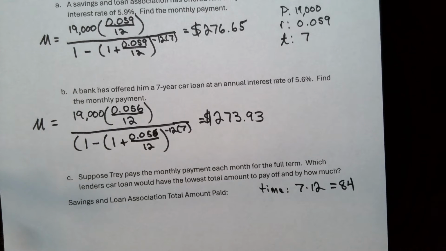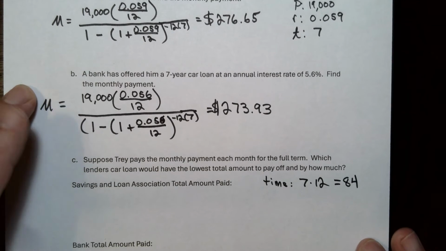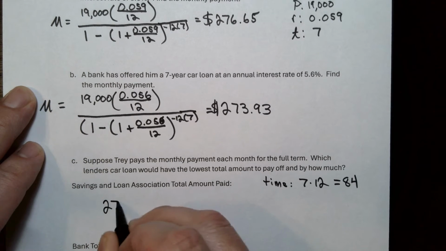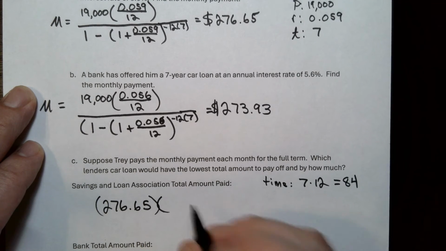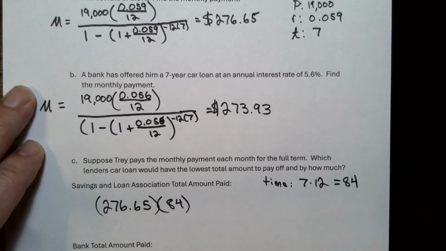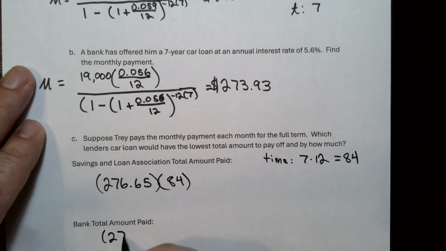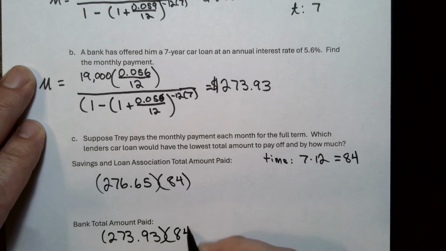Okay. So we will multiply the monthly payments times 84 months. The savings and loan was $276.65, and we'll multiply that by 84. And the bank loan was $273.93, also times 84 because it's 7 years.